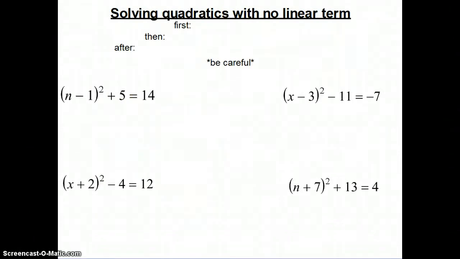On this next slide, we're going to talk about solving quadratics with no linear term. We addressed this in our previous lesson, but we're going to go ahead and recap real quick. First, we're going to isolate the squared term. Here it's the entire n minus 1 that's being squared, so I'm going to isolate that by subtracting 5 from both sides. So on the left, I have n minus 1 all squared, and on the right, I have that equaling 9. So now that squared term is isolated on the left.